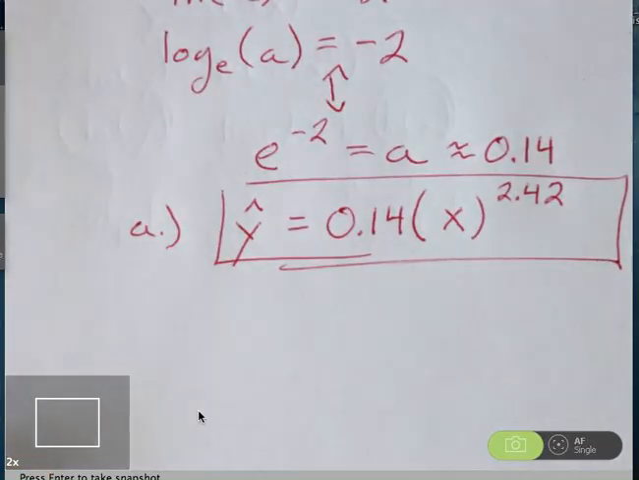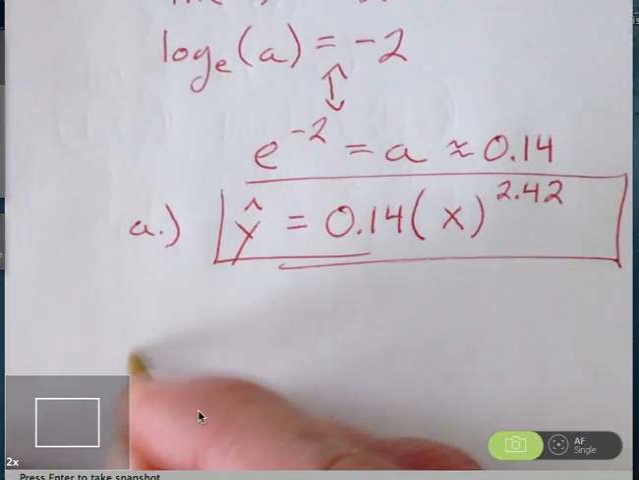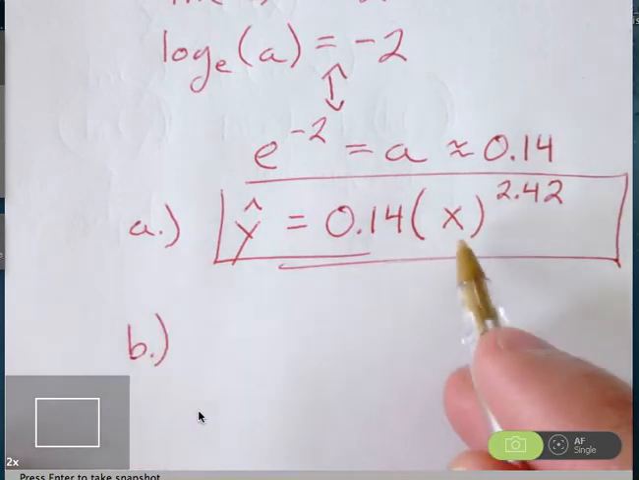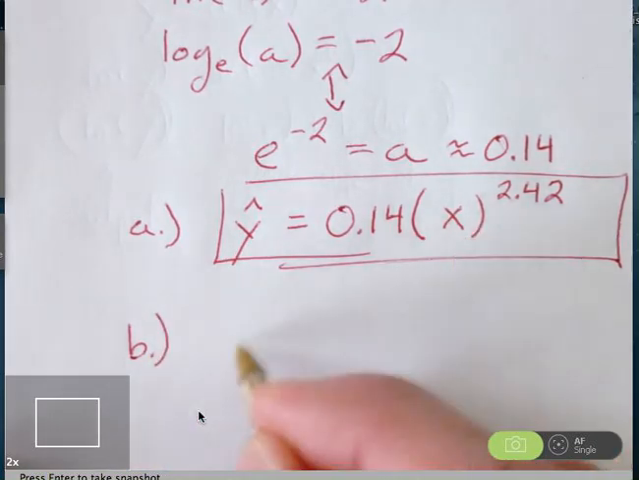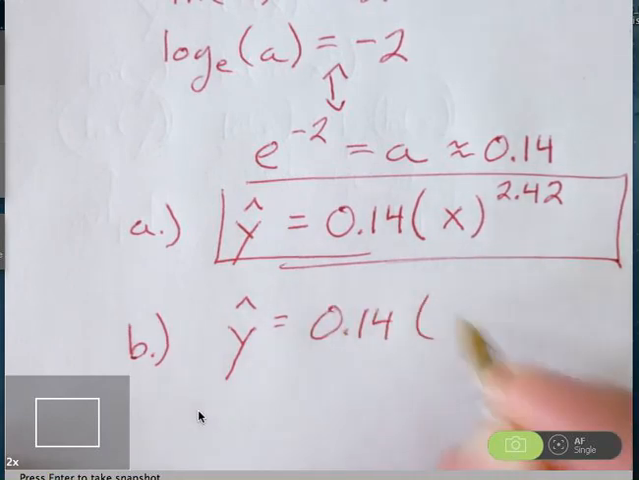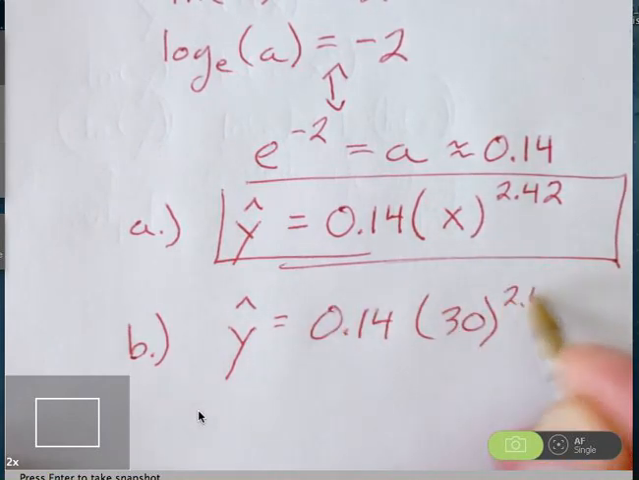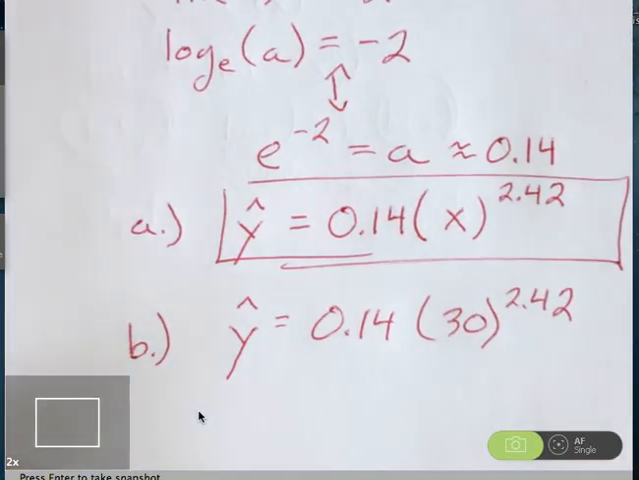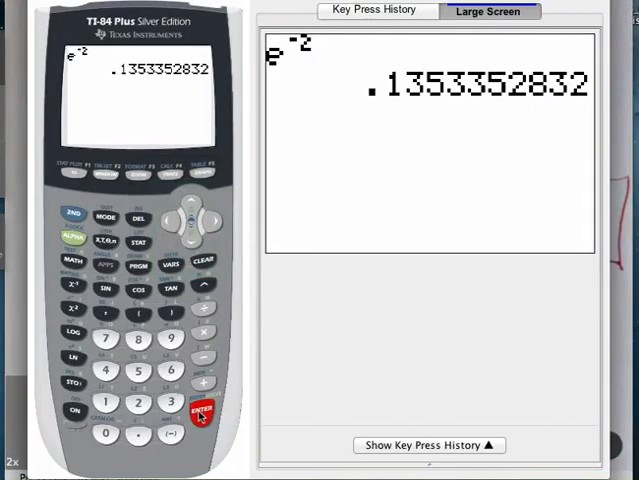And then the only thing I'm left to do in part B is to estimate the biomass of a tree with a 30 centimeter diameter. Without working too hard, I can make that prediction by simply substituting 30 in place of the x. So my prediction is 0.14 times 30 to the power 2.42. We'll substitute that into the calculator, and be done.